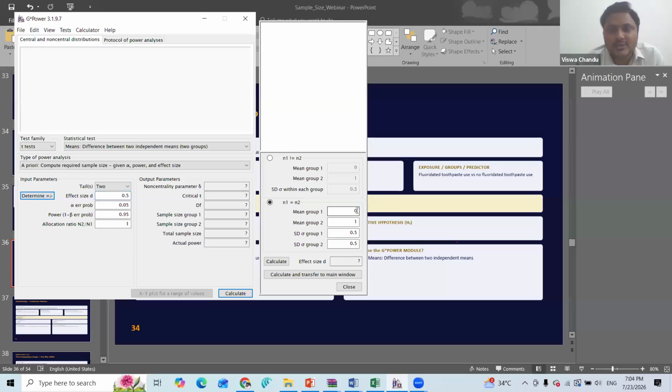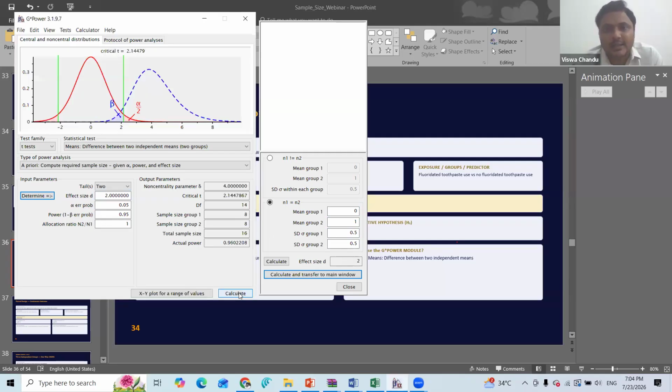So based on the previous literature, what is the mean in group 1, what is the mean in group 2, what is the standard deviation in both these groups, and then you just calculate what the effect size is. So in this context, my effect size is 2. I just extrapolated this to this. And when I calculate, it is only 8 per each group. So that is how you calculate your sample size.